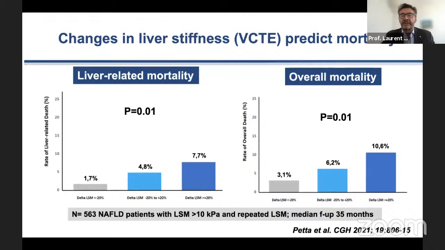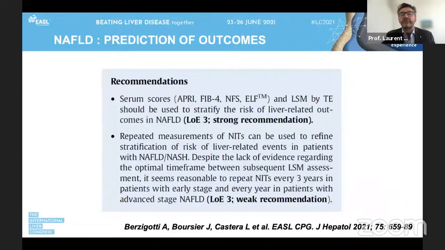These changes also are significant in terms of liver-related mortality, as shown on the left part of the slide, as well as on overall mortality. So these are the latest recommendations: serum scores, APRI, FIB4, NFS, ELF, and liver stiffness should be used to stratify the risk of liver-related outcome in NAFLD.